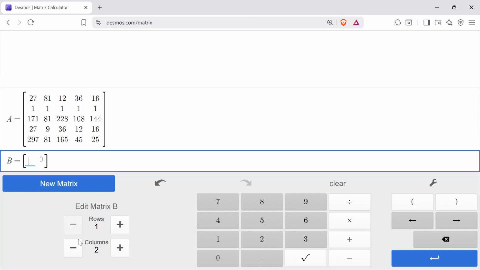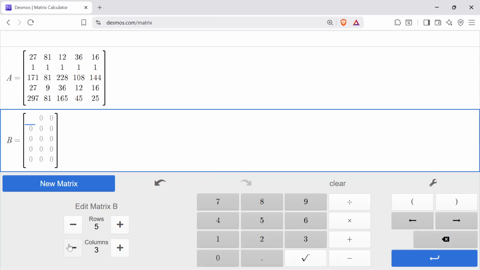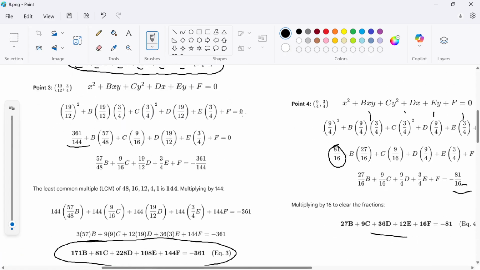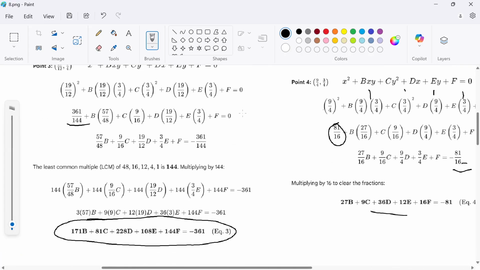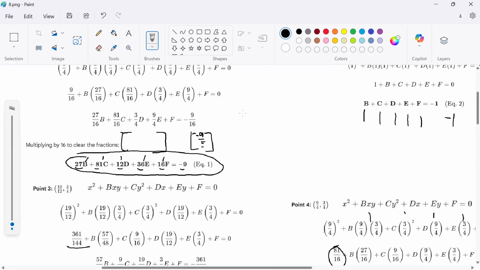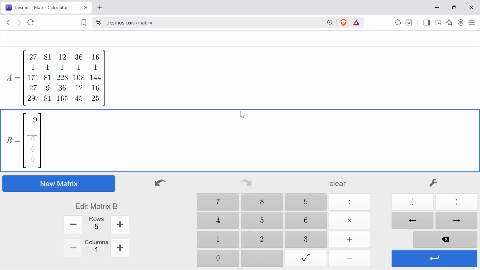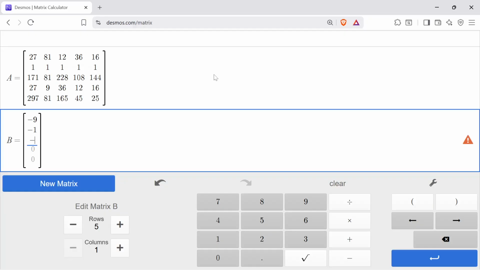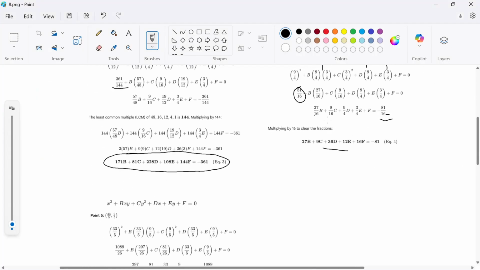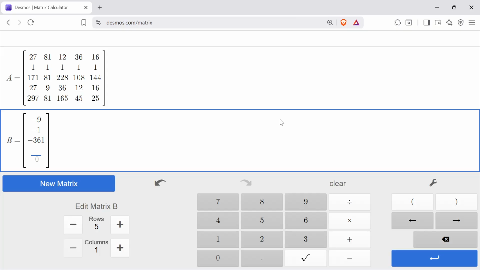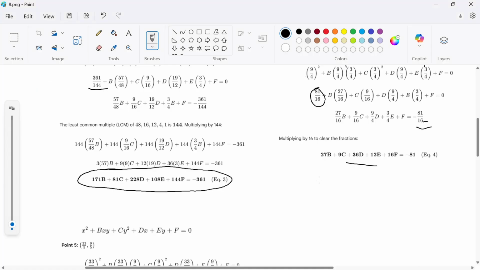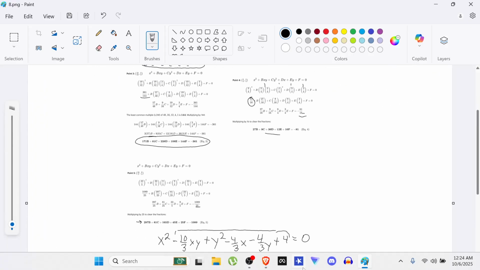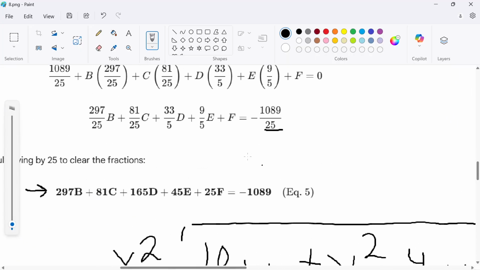Then I have to make a new matrix. This one's going to be matrix B. It's 5 rows, 1 column. Yes, that's what I want it to look like. And I put the answers in there, the solutions. The first one is negative 9. This one was negative 1. Number 3 is negative 361. Matrix 4 is negative 81. And this one, man, this is a big number. Number 5 is negative 1089.